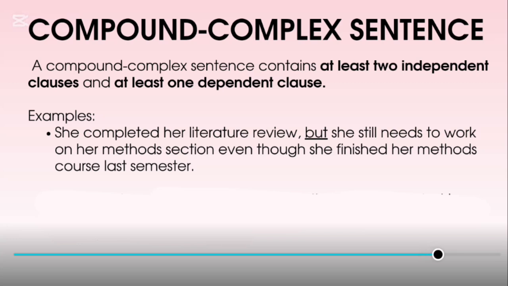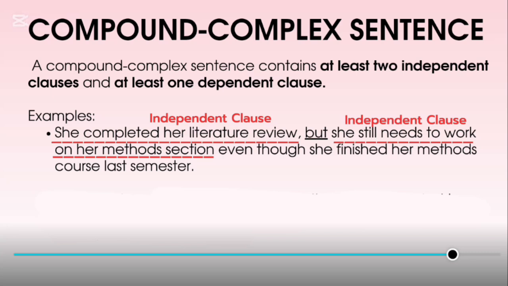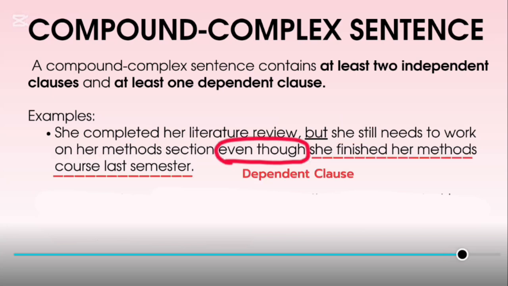In this example, we have 2 independent clauses, which are she completed her literature review and she still needs to work on her methods section. And our dependent clause is even though she finished her methods course last semester. So we can notice that the dependent clause is using a subordinating conjunction, such as, in the example, even though.